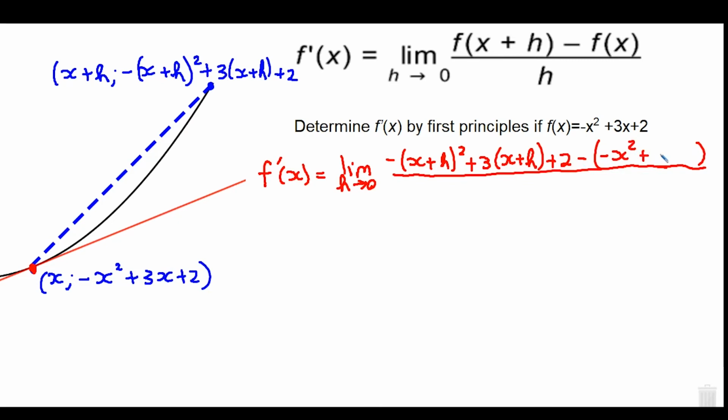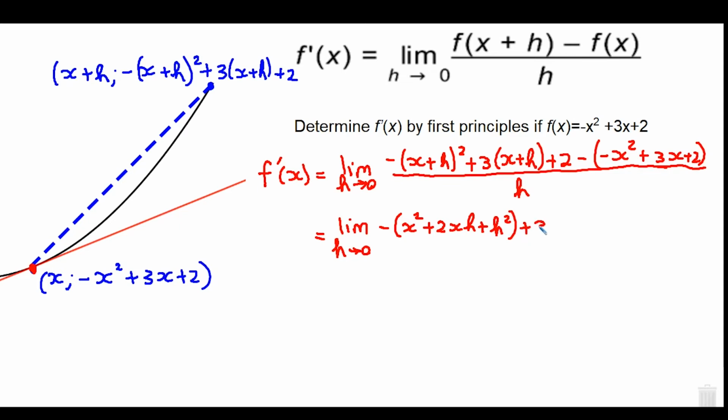Over the x values subtracted. And remember, the x values subtracted just give us h. Okay, now what we're going to do is simplify everything on the numerator. We're going to square out x plus h properly. And remember, when we square properly, we get x squared, we get 2xh, we get h squared.